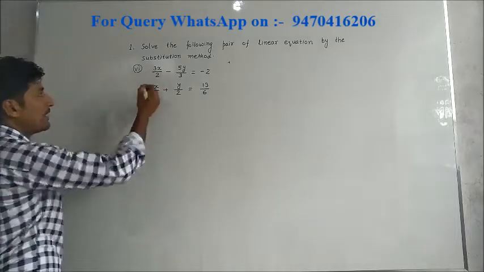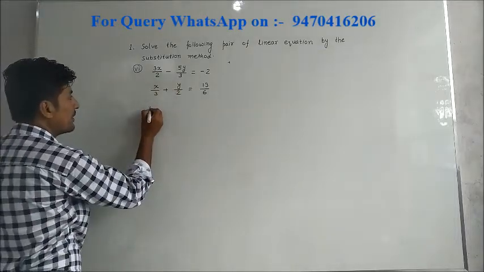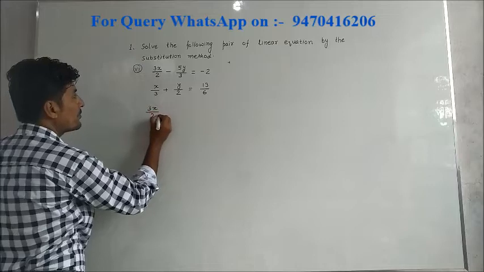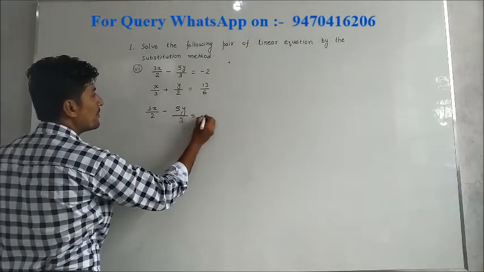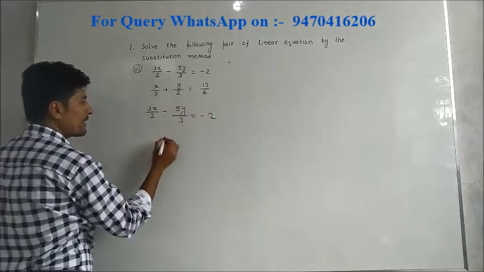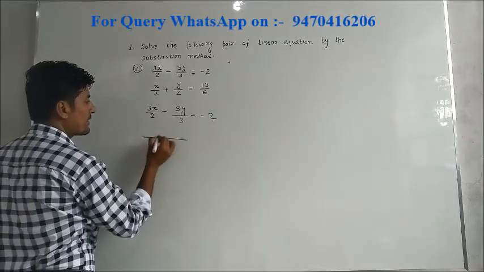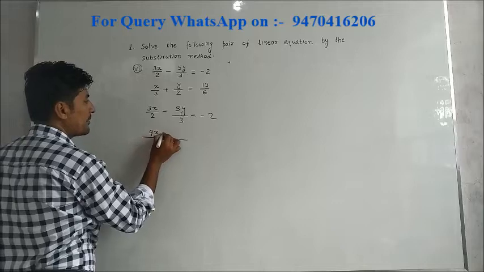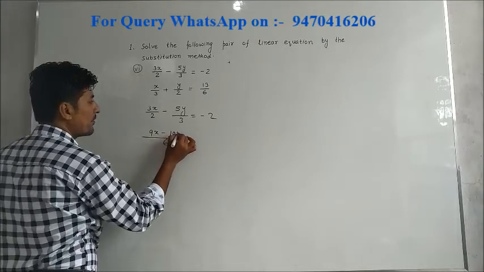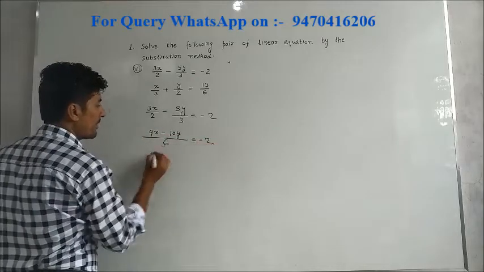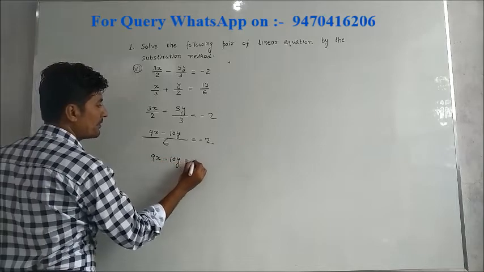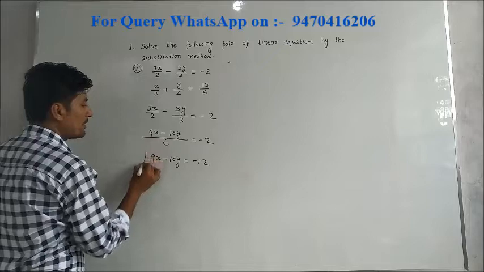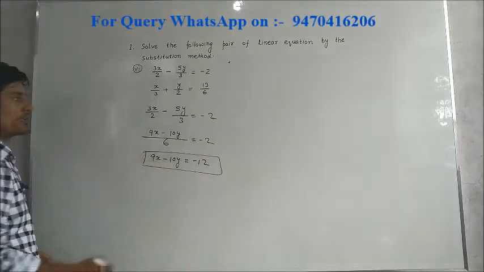So first of all we will evaluate the very first equation, that is 3x upon 2 minus 5y upon 3 equals minus 2. Now we can find the LCM of this, which is 6. 9x minus 10y equals minus 12. So this is our very first equation.